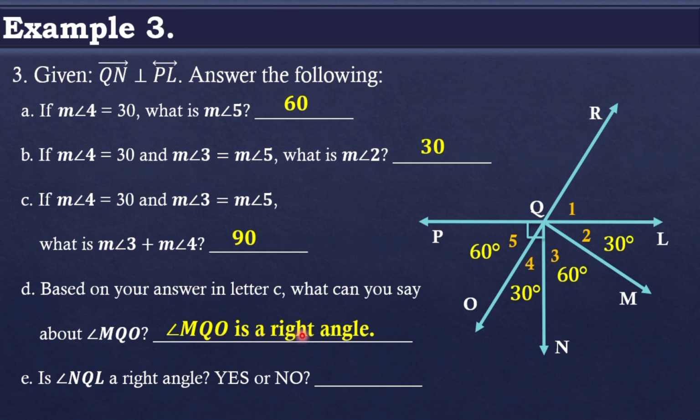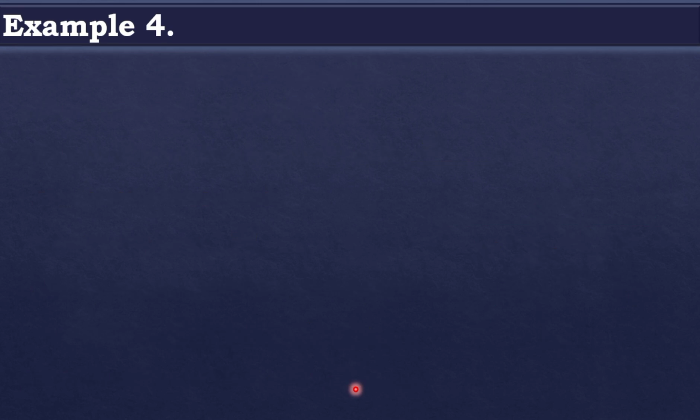Okay? Now, angle NQL. Is angle NQL a right angle? Tingnan natin. So, ito si NQL. Kung titingnan natin yung measure ng angle niya, we have 30 plus 60, 90. So, is it a right angle? Yes, because the sum of the measures of angle NQL is 90 degrees. Let's have the next example.